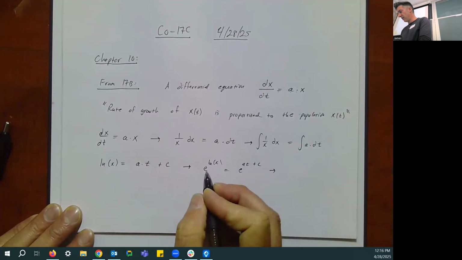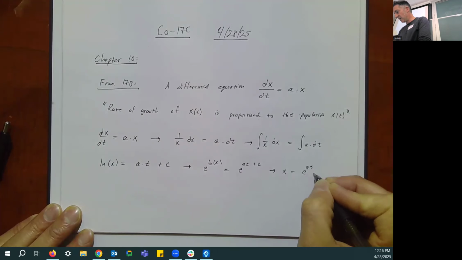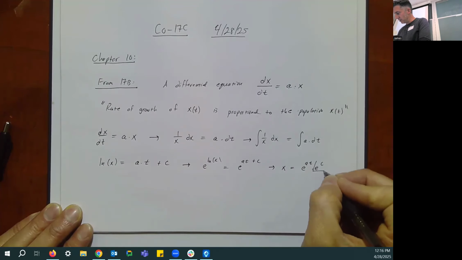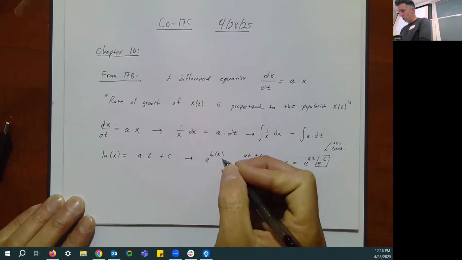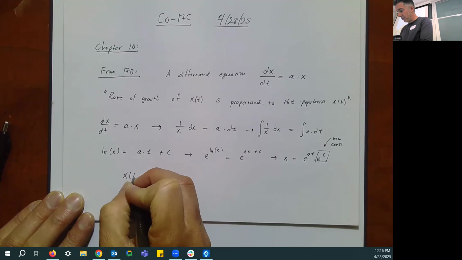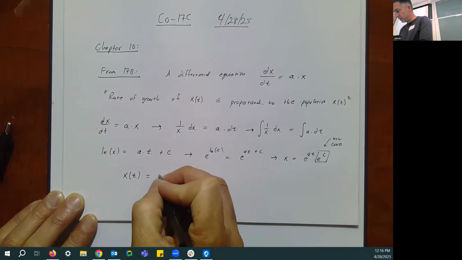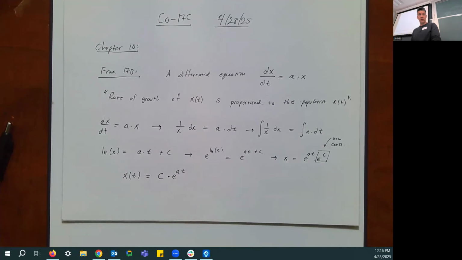Simplifying a little bit, on the left-hand side, we get x. On the right-hand side, we get e to the at times e to the c. And then finally, we think of e to the c just as some new constant. Bless you. So our solution to this is that x of t, the population as a function of time, is equal to some constant times e to the at. Or in other words, the population x of t is growing exponentially. This is exactly the exponential formula for a function.